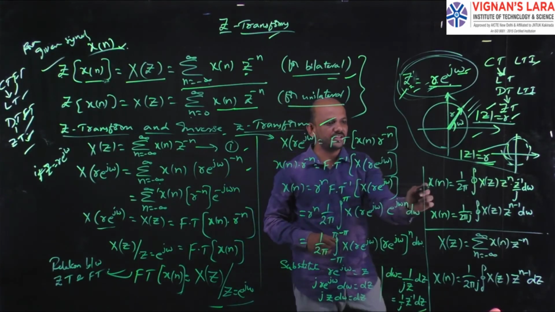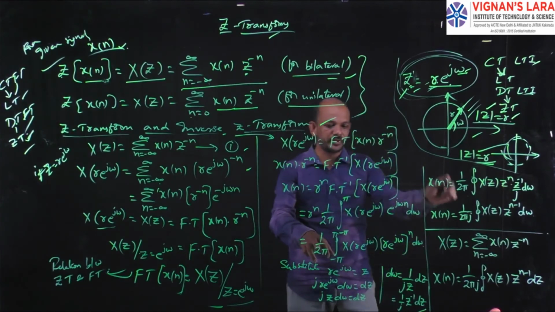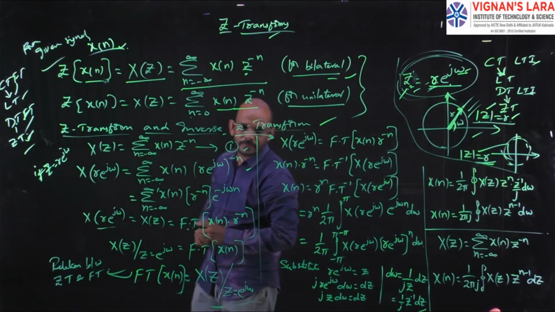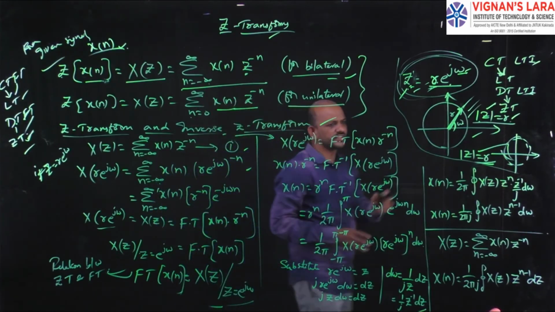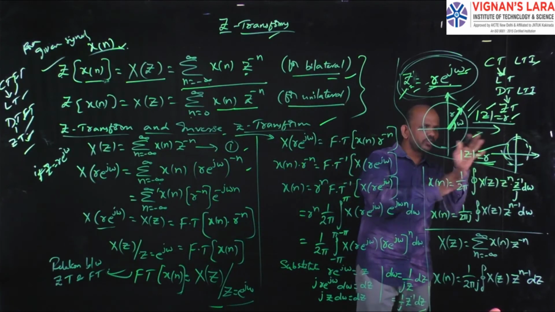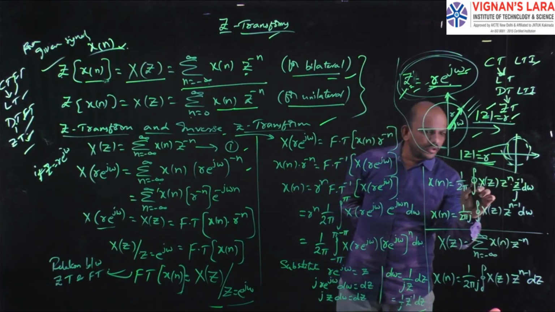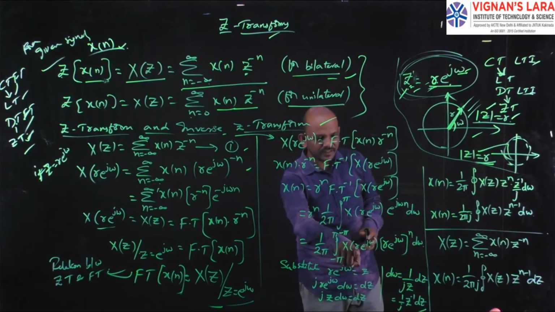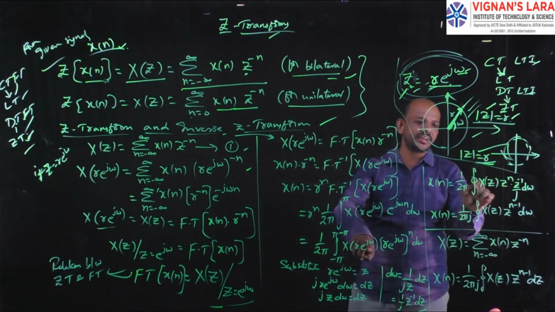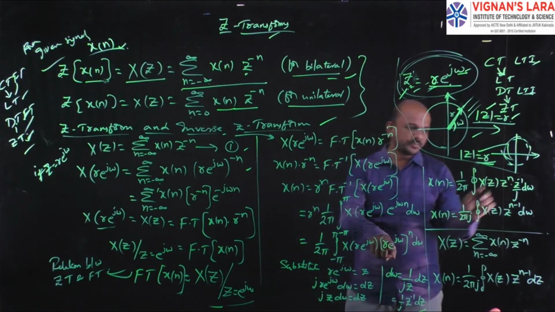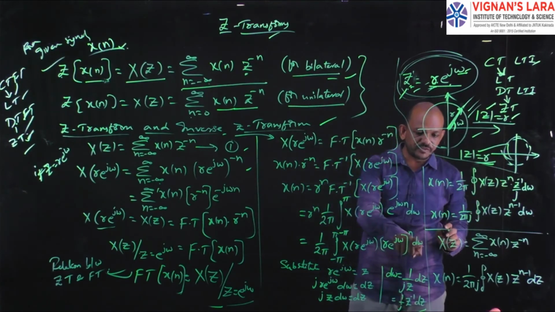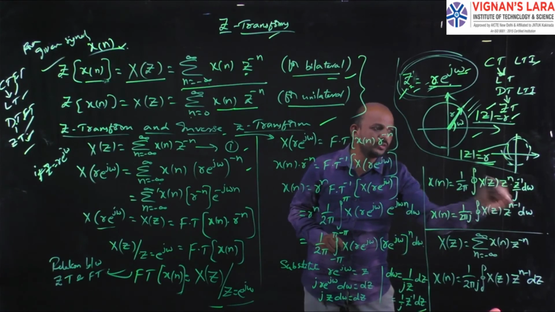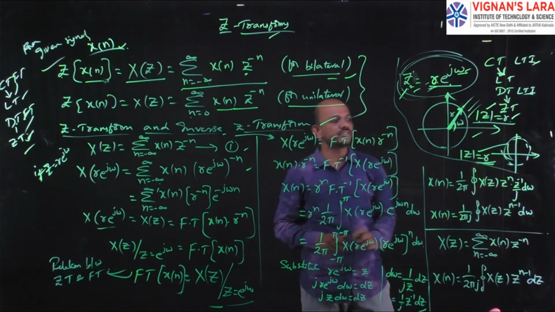Now what is the formula for x of n? X of n will be equal to 1 by 2 pi closed contour integral. So this integration will be for a complete cycle in contour direction. Now x of z, because in place of r into e power j omega I substitute z. Here also I substitute z to the power of n. In place of d omega I have to substitute 1 by j into z inverse into dz.